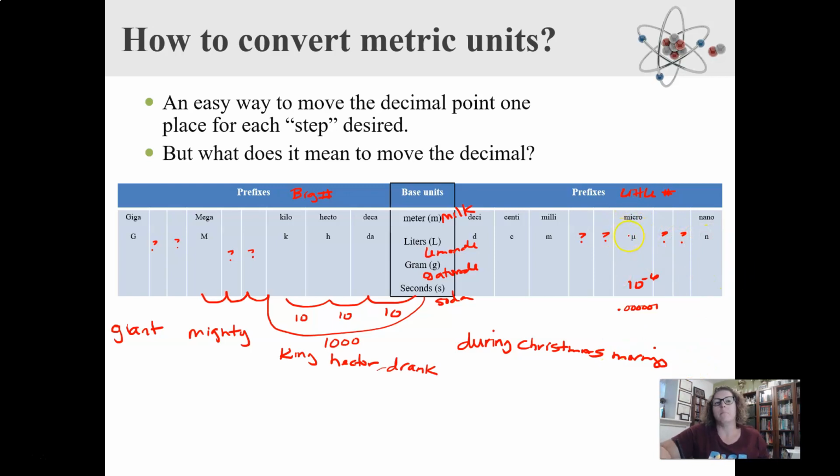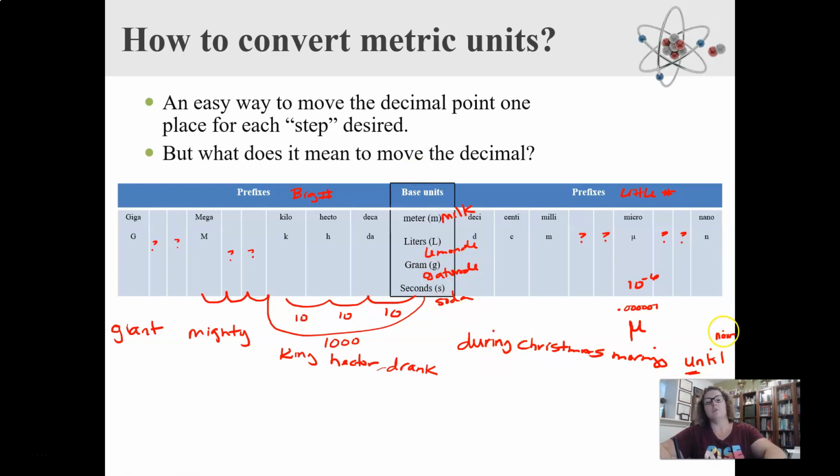Okay. Now micro has a funny little symbol to it. It looks like a U, but it has a long stem in the front. So it's a long stem. So I call it the word until, because it reminds me of this U type of symbol in its prefix. And then until, nano, I call it noon. Oops, I'm out of room. Okay. So giant, mighty King Henry drank, whatever he drank, during Christmas morning until noon.